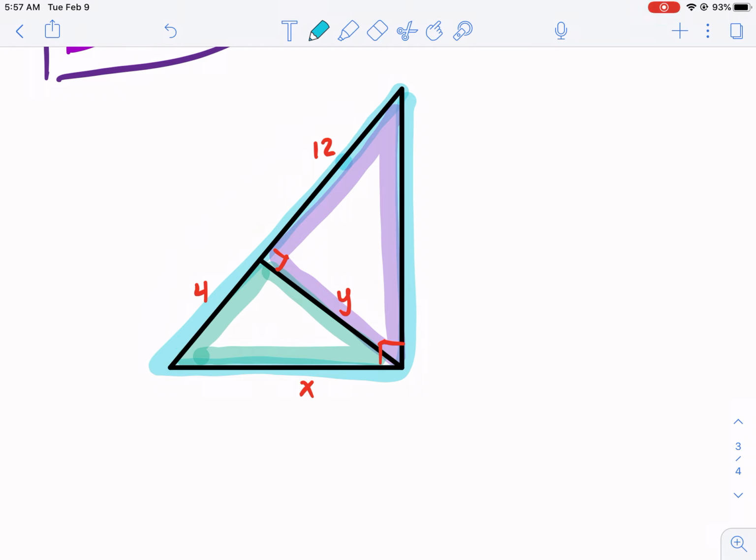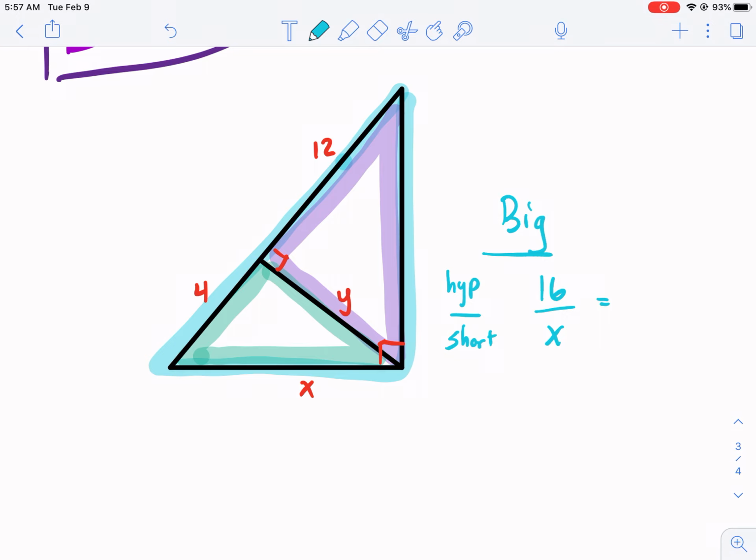Now, you're like, what are you talking about? We don't have a leg, it's x. But that's what we're looking for, so that's fine. So we can say that we're going to compare the big triangle, and we're going to compare the hypotenuse over, that looks like the short side to me, over the short. The hypotenuse is going to be 12 plus 4 over the short side, which is x.